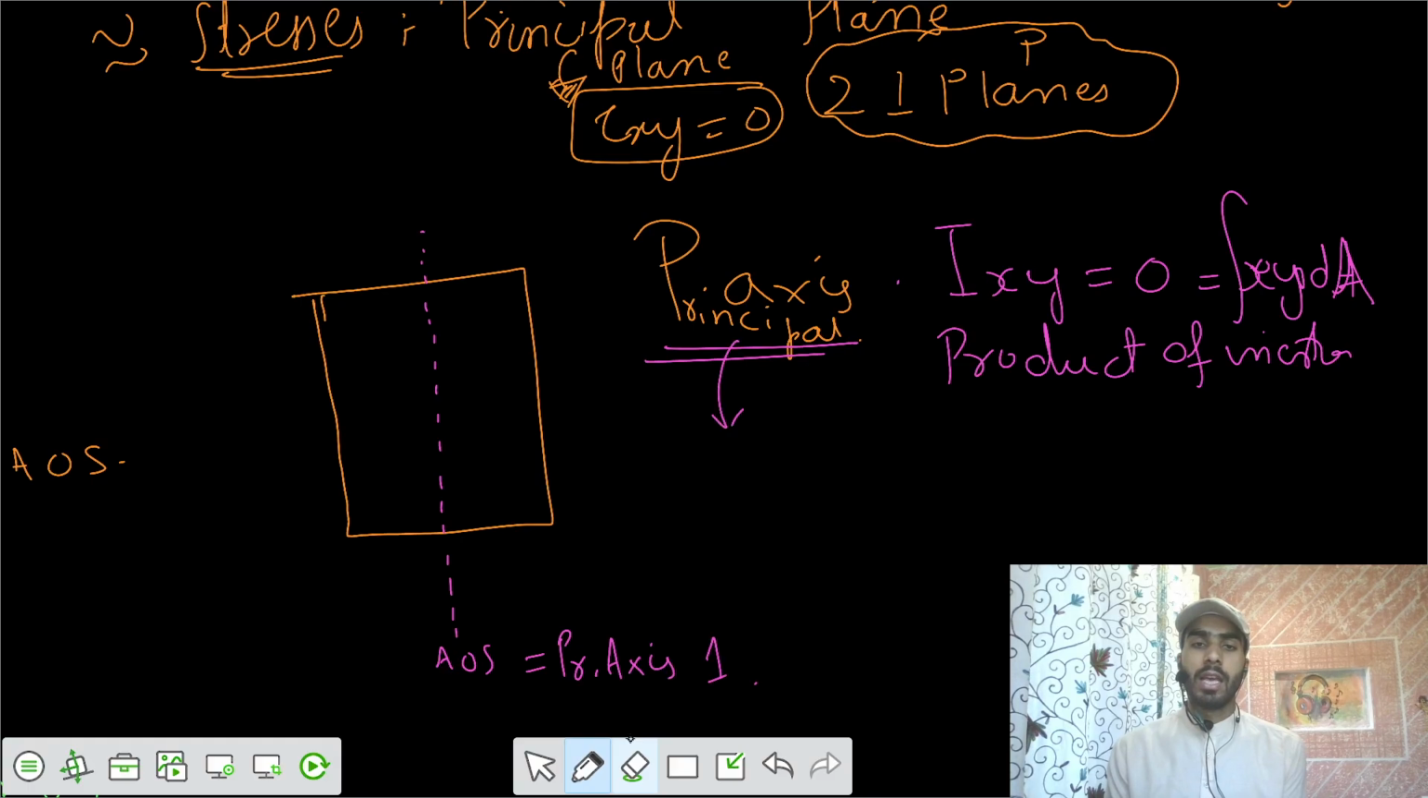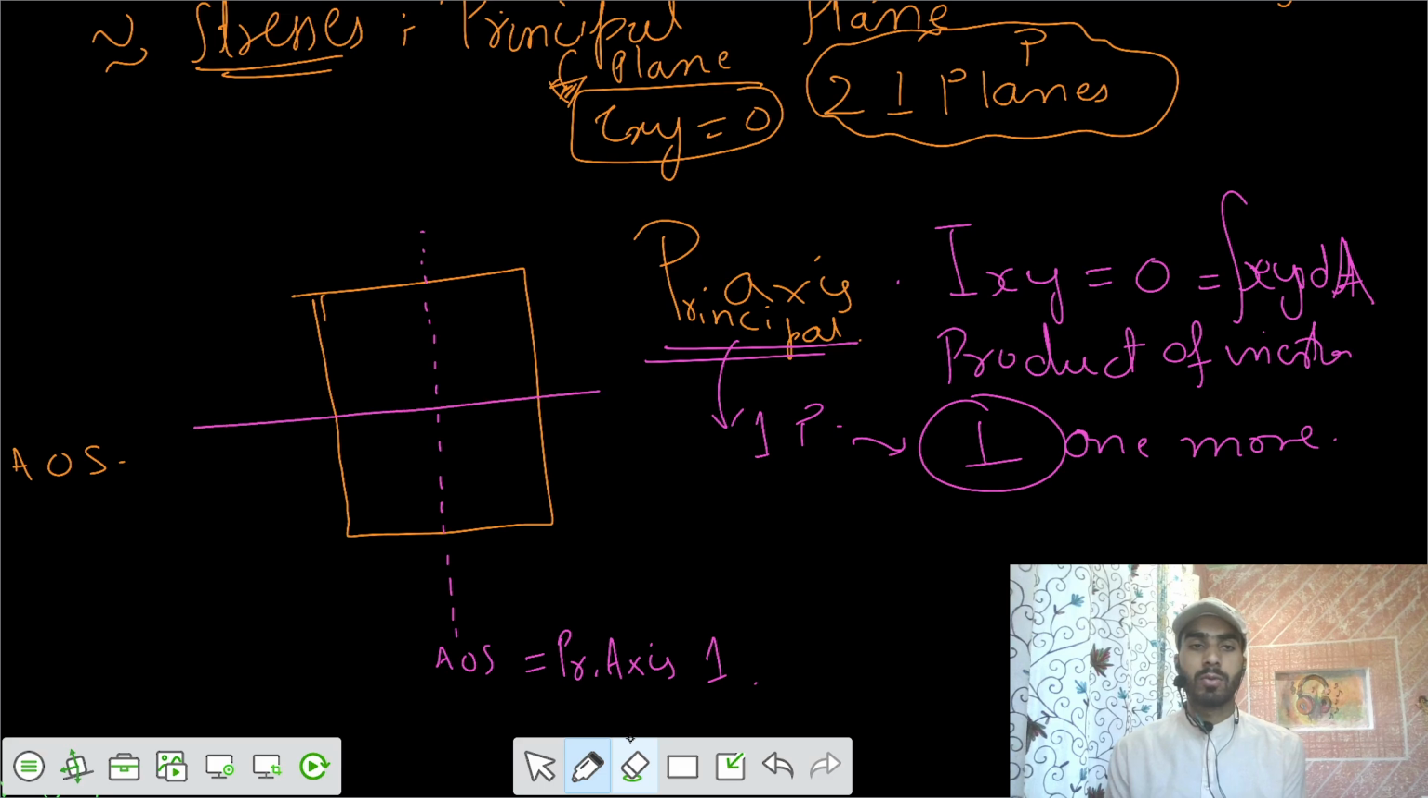So we know that if you have one principal axis, there would be one more principal axis perpendicular to it. So the second principal axis would be this one. Perpendicular to that, we can write principal axis 2. So this is also symmetric. This is also an axis of symmetry.